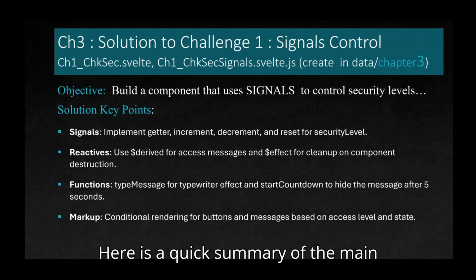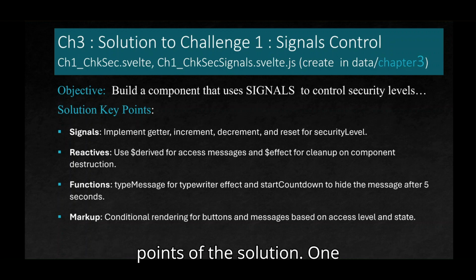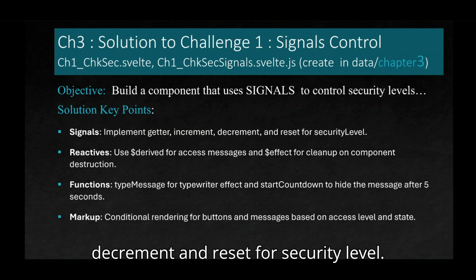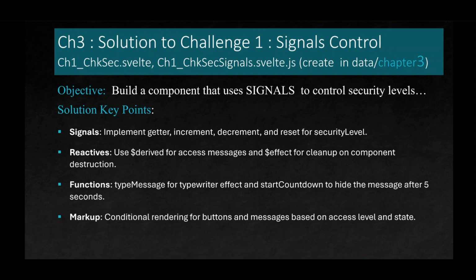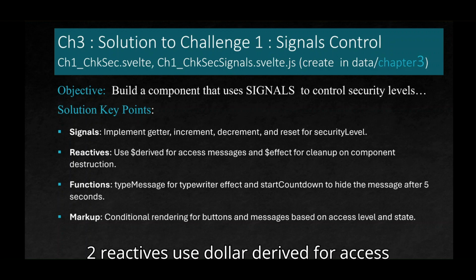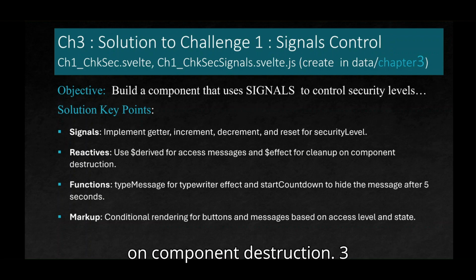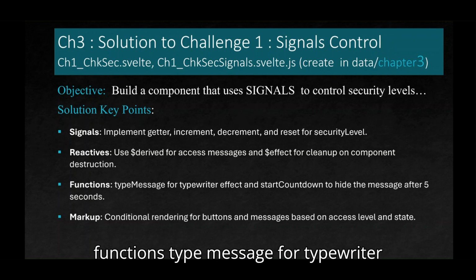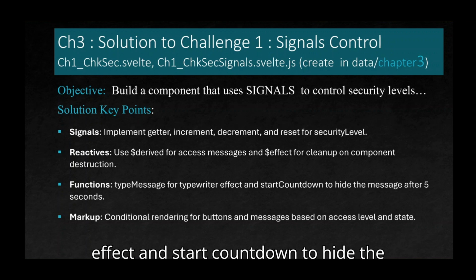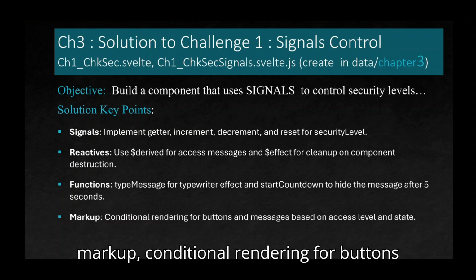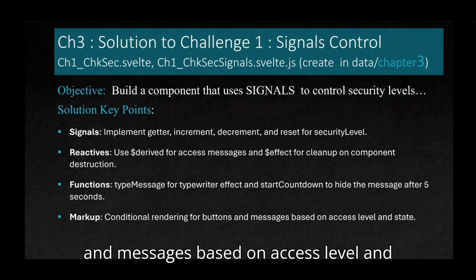Here is a quick summary of the main points of the solution. 1. Signals, implement getter, increment, decrement, and reset for security level. 2. Reactives, use $derived for access messages and $effect for cleanup on component destruction. 3. Functions, type message for typewriter effect and start countdown to hide the message after 5 seconds. For the markup, conditional rendering for buttons and messages based on access level and state.